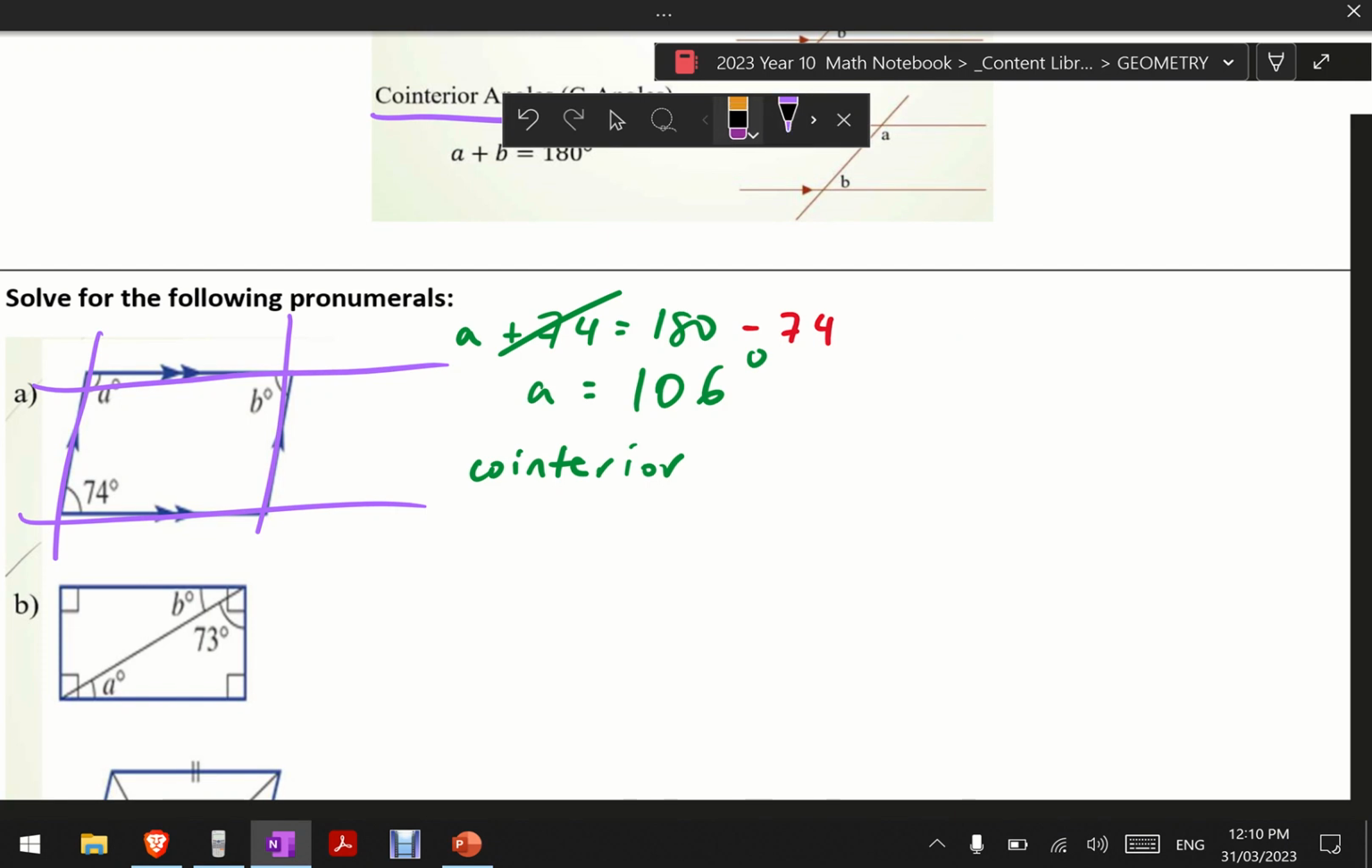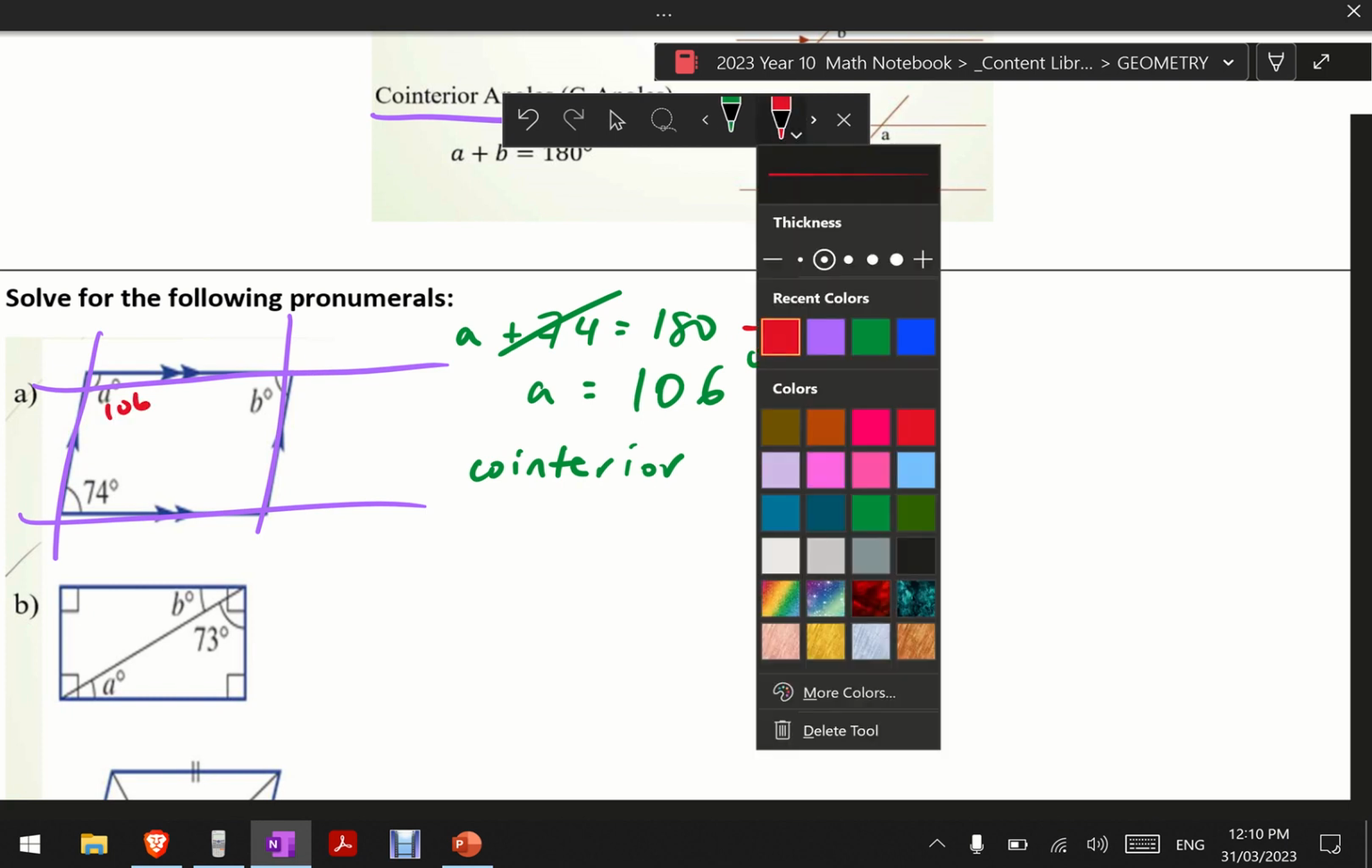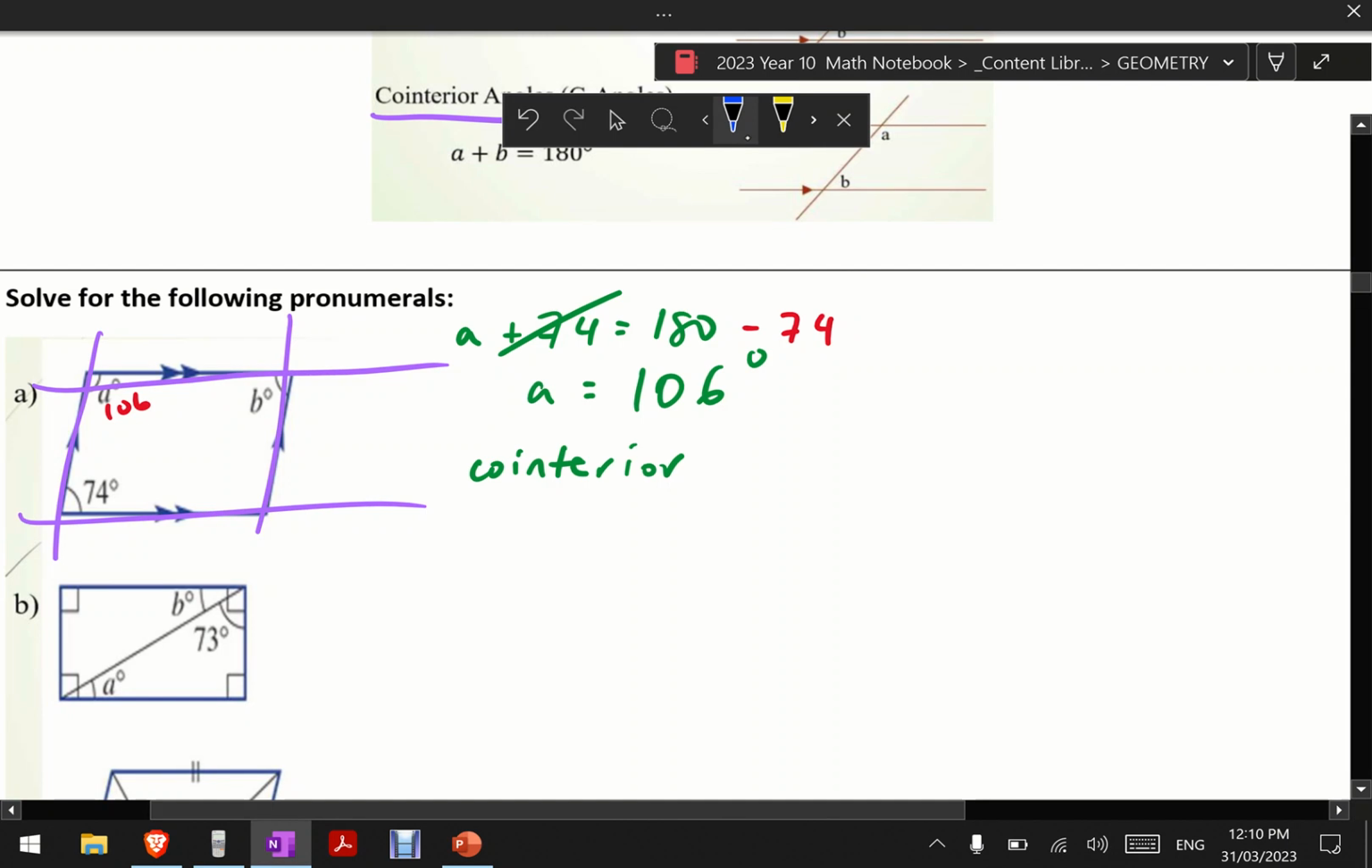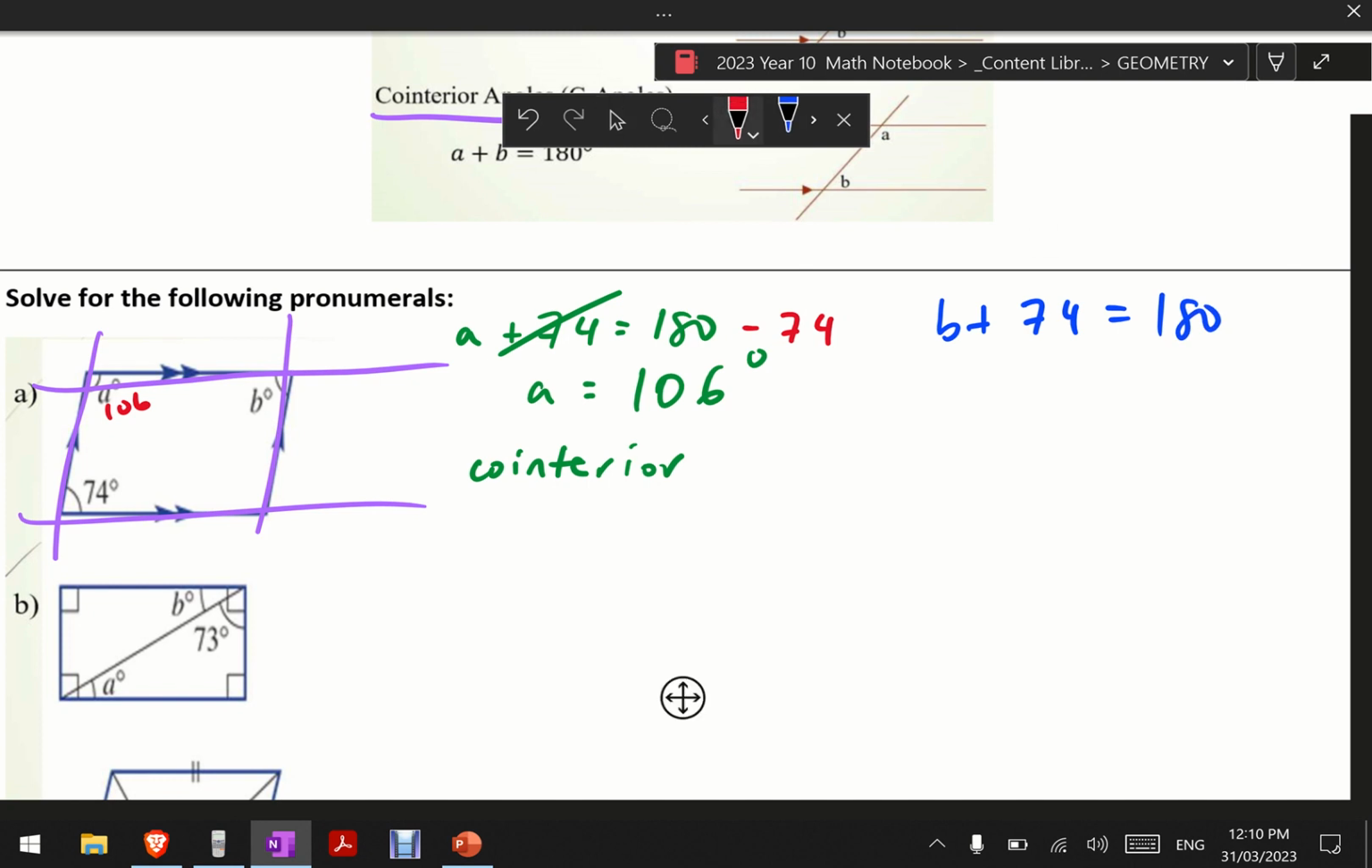So B plus what? Remember, this one here is going to be 106. So what are we going to say? B plus 74. Good. Let's use blue. B plus 74 is equal to 180, and it's the same process. So you can get rid of that 74. Therefore, B is 106, and therefore it's also a co-interior.